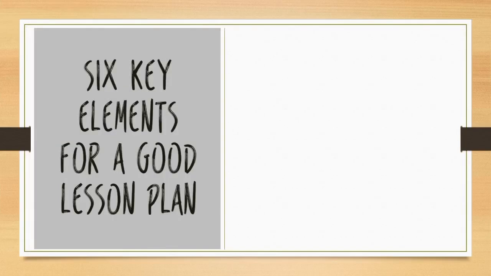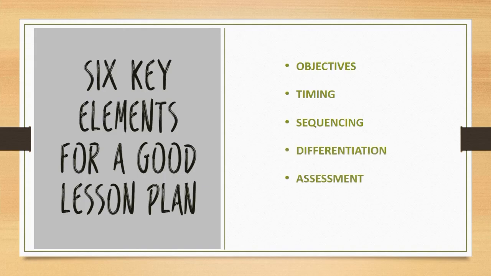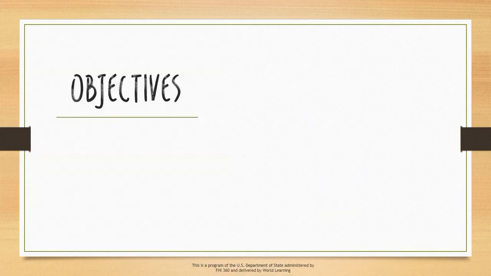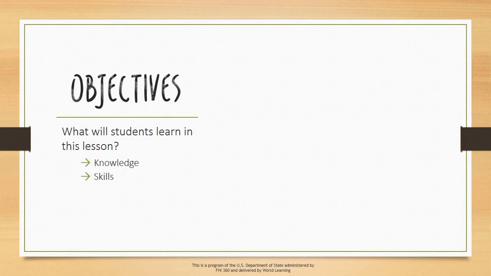The key elements of a good lesson plan include objectives, timing, sequencing, differentiation, assessment, and materials. The first important question you should ask when designing a lesson plan is, what will students learn in this lesson? Think about the specific knowledge, skills, awareness, and language you want students to learn in the lesson.